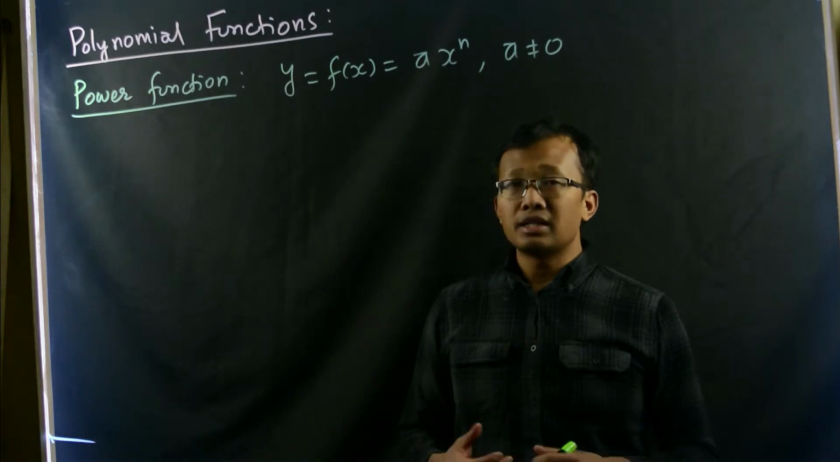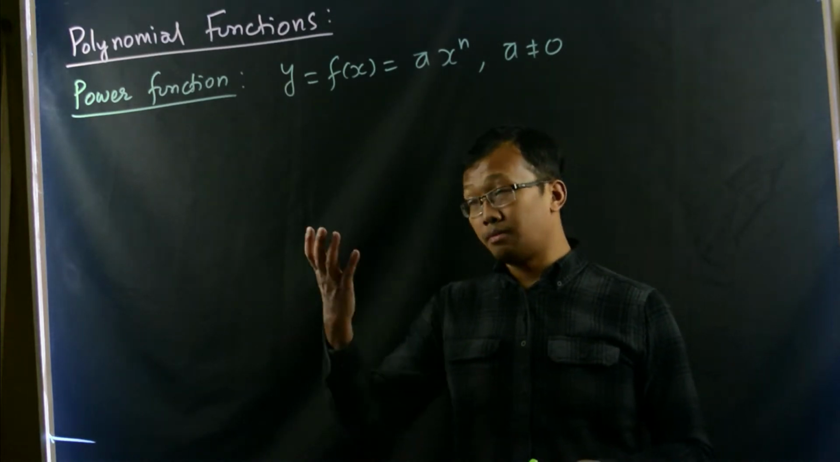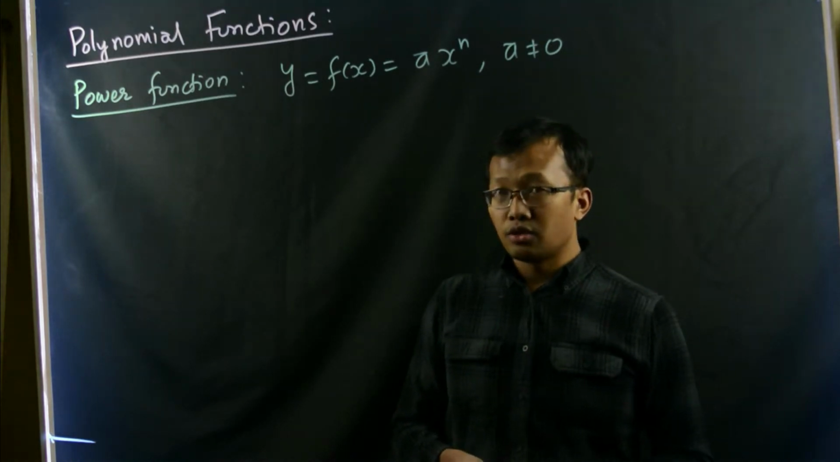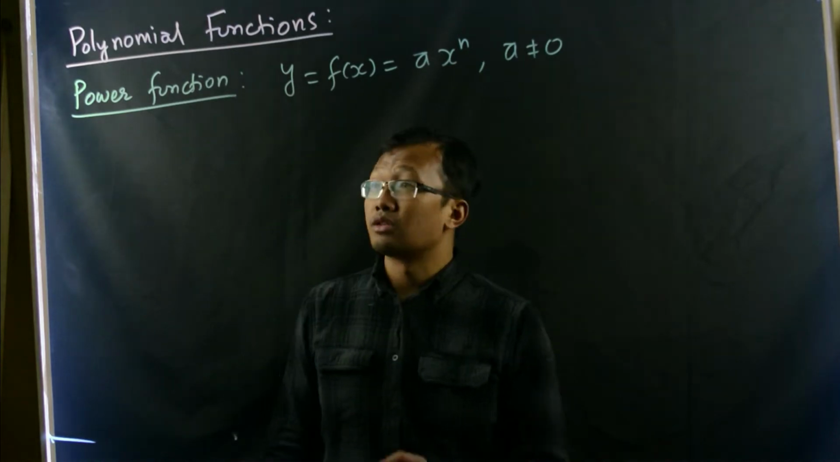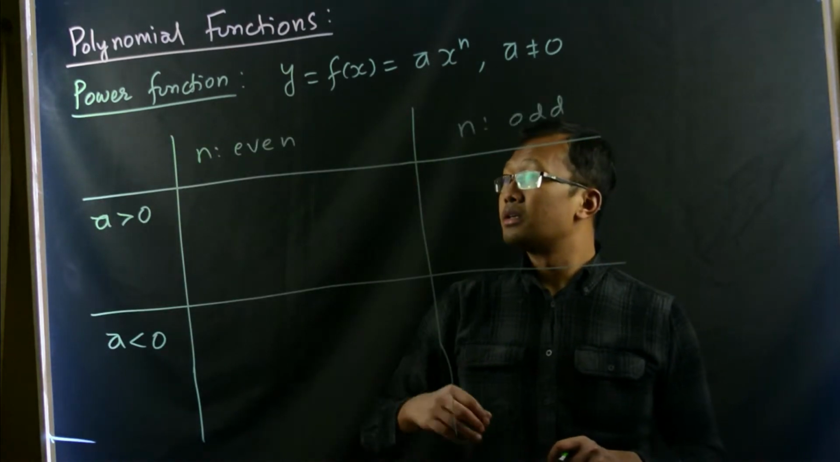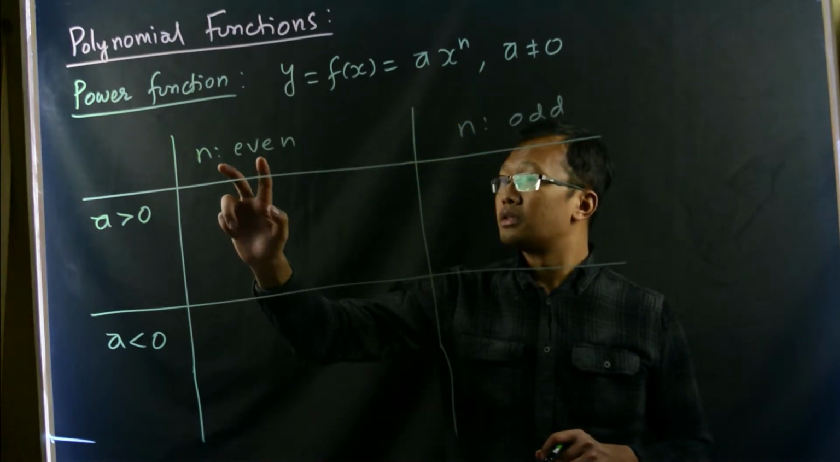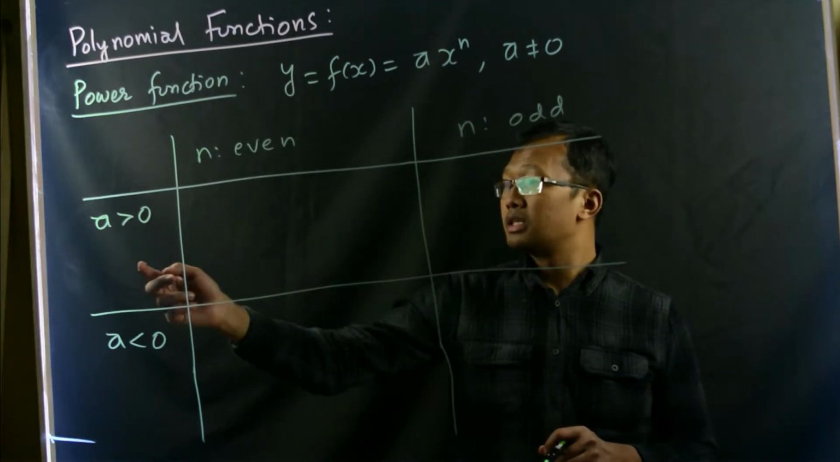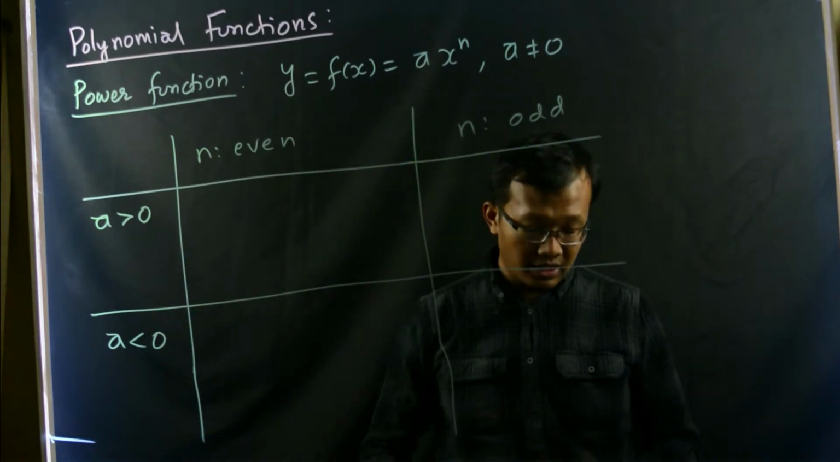Okay, and let's talk about the general nature of curves of power functions. So we try to refer to that as a table. So let us draw a table. Let's divide the table in this way. First, talk about the degree of the power function: n is even, n is odd, and the leading coefficient a is greater than 0, a is less than 0.